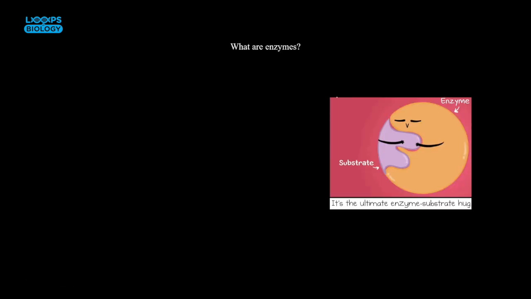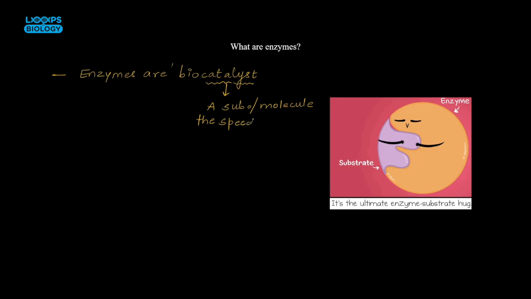So what are enzymes? Can you see this particular orange color ball? This ball-like structure is nothing but your enzyme. The enzymes are biocatalysts. Now what is a catalyst? A substance or a molecule that speeds up the reaction, that is nothing but your catalyst. This catalyst works inside a biological system, so here it is working in a biological system, and that's why it is called a biocatalyst.